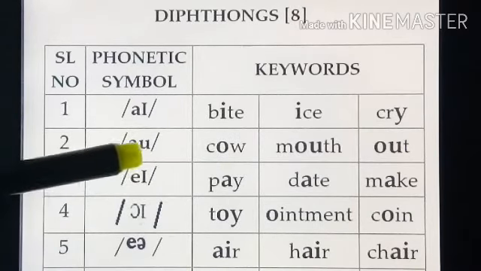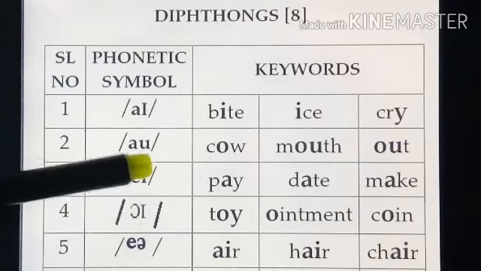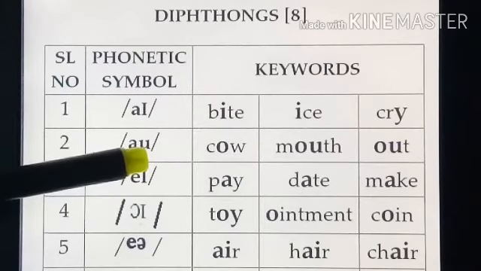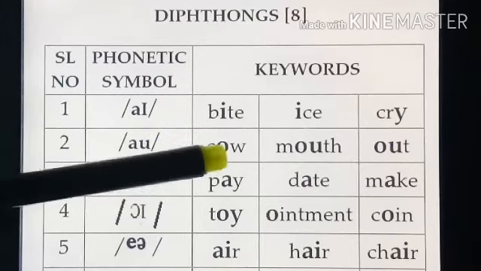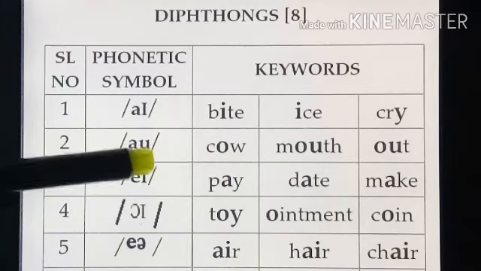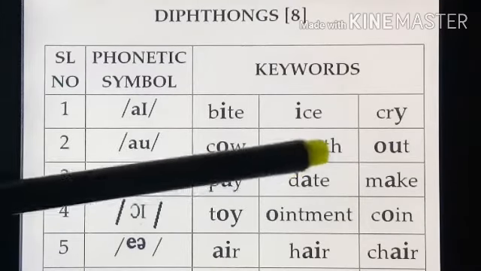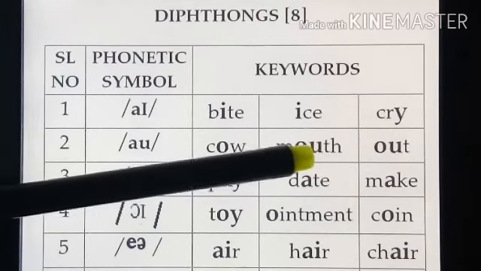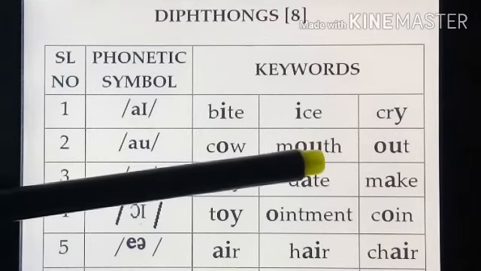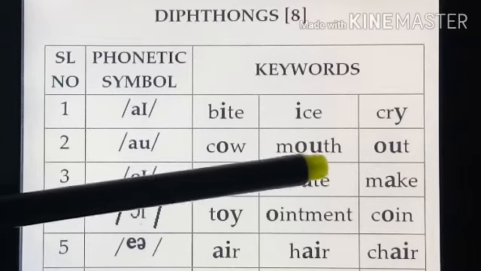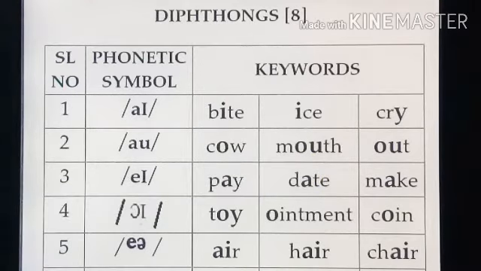Next one is A and U. Ow. This is also there in our mother tongue. C-O-W, cow. This is ow. M-O-U-T-H, mouth. The sound indicated here is ow, represented by these bold letters O-U. Next one is O-U-T, out.